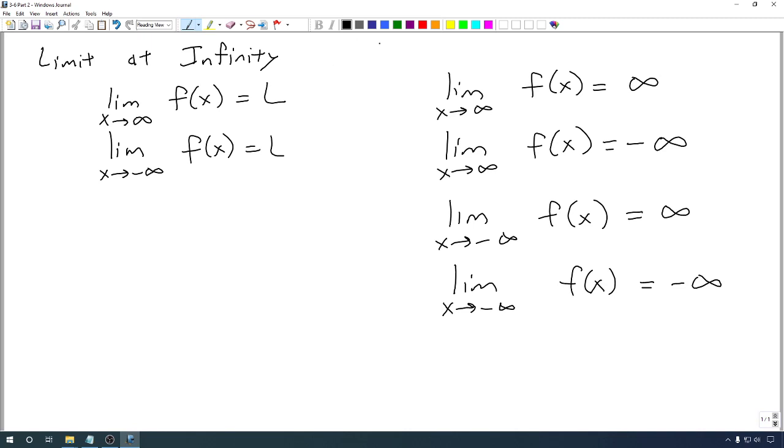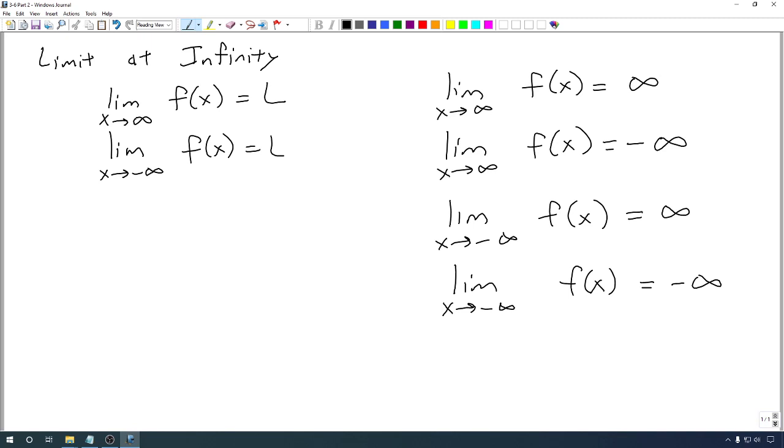The book doesn't really talk about these versions and just focuses on the finite ones, but it is useful to realize that we can talk about limits at infinity that are infinite. These aren't really completely separate from what we were talking about with regular limits.